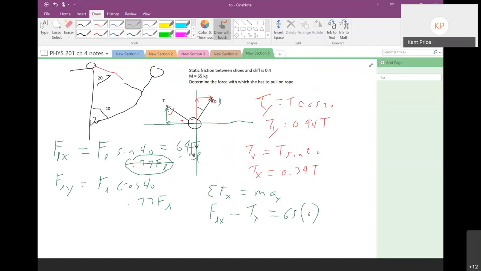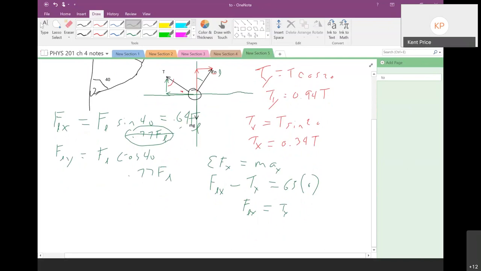So that tells us that the x component of the leg force has to equal the x component of the tension. Well, that's sort of helpful, I suppose, except we don't know either one of them. Once we can find one of them, that would help. Since we know the X component of the leg force is 0.64 FL, 0.64 times the leg force, and the X component of the tension was 0.34, so 0.64 FL equals 0.34 T.